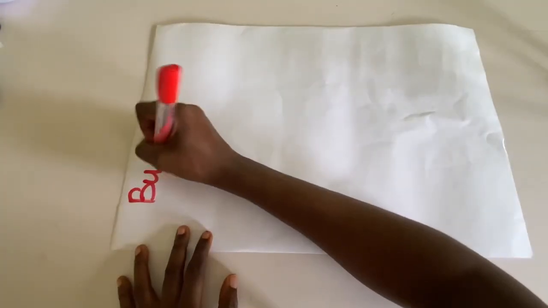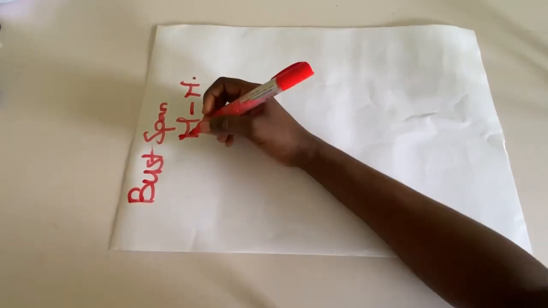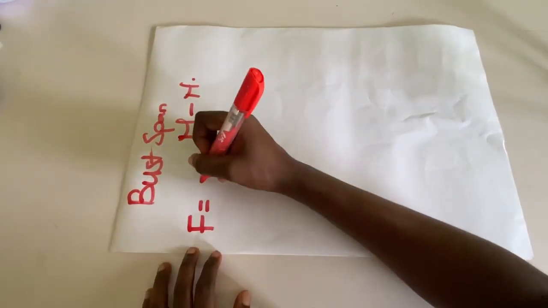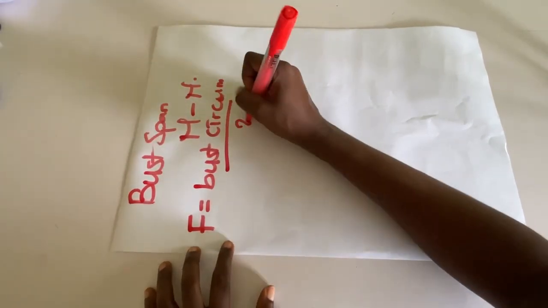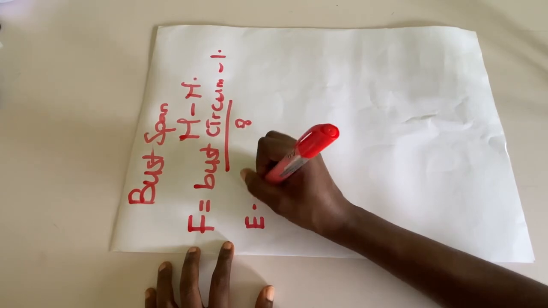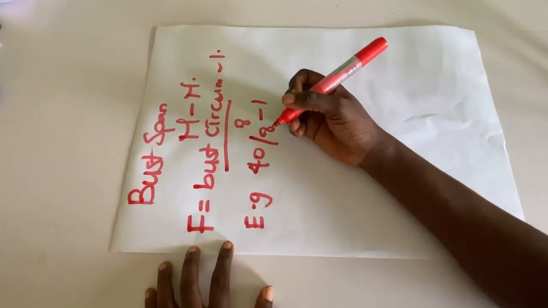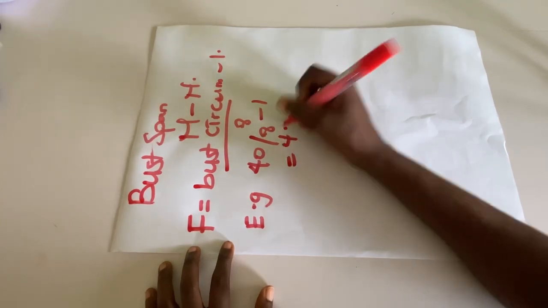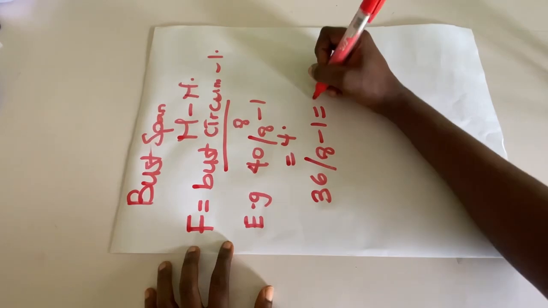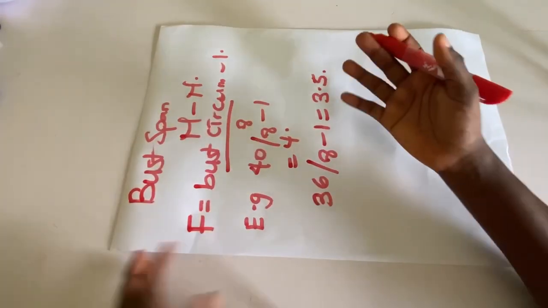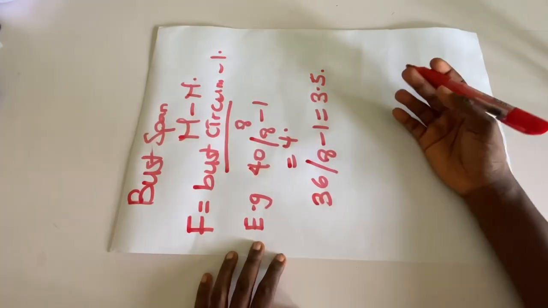So for the bust span, also known as nipple to nipple, the formula is your bust circumference divided by 8 minus 1. For example, bust 40 divided by 8 minus 1 is going to give you 4. So the nipple to nipple for bust 40 is 4. For bust 36, divided by 8 minus 1 is 3.5. So this is how to get your nipple to nipple measurement when you forget to take it.